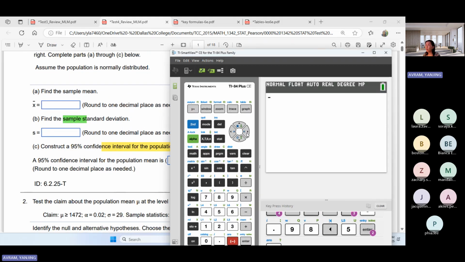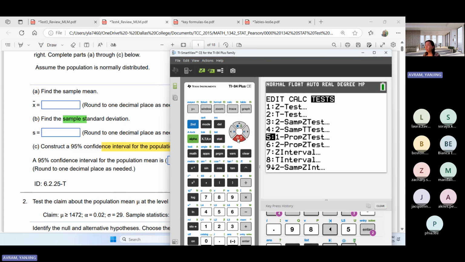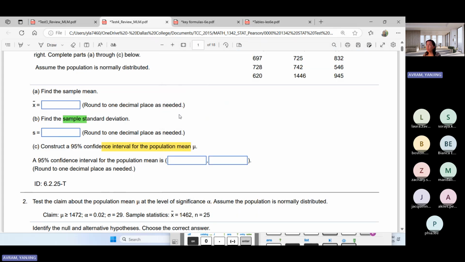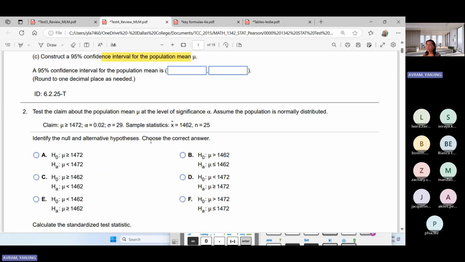If you want to use the stat test, if you want to use the Z interval, that's your Z interval, but you have to choose the correct one. That's why I said earlier, using Z or T, the decision is very important, because the calculator won't tell you which one to use. So you have to use the condition we have in this case.